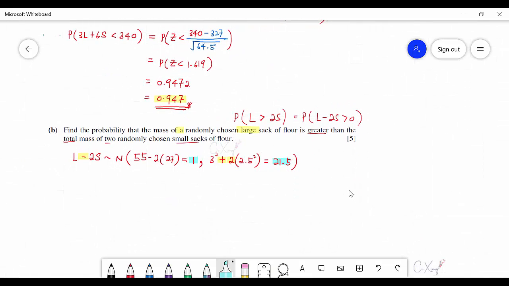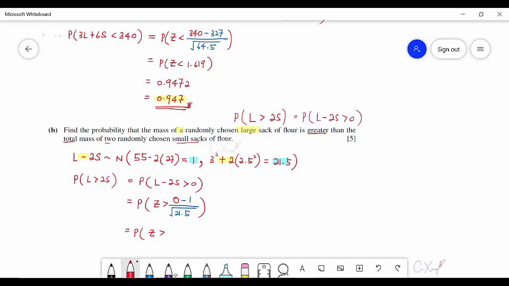Alright, okay, so now we will proceed with the calculation for the probability. Okay, so they want us to calculate L greater than 2S. And we already know that we should move all the variables to one side, which is L minus 2S greater than 0. L minus 2S is normally distributed, therefore I change it to Z. So to standardize it, you need to minus the mean. You take the 0 minus the mean divided by the standard deviation, which is the square root of 21.5. Alright, then from here, you will get the value of Z, which is greater than negative 0.216.